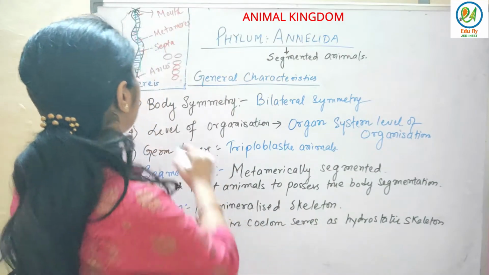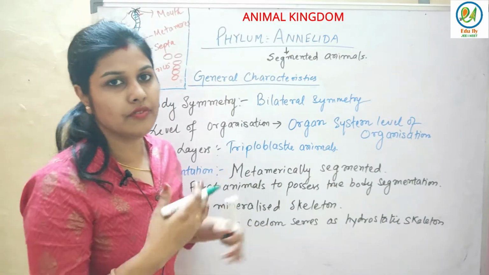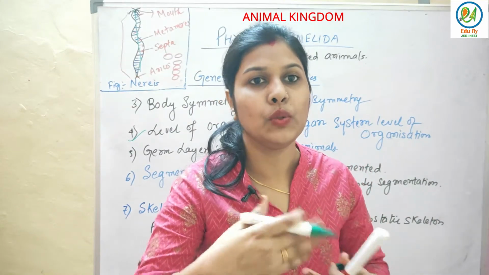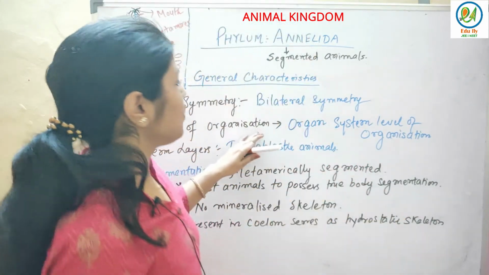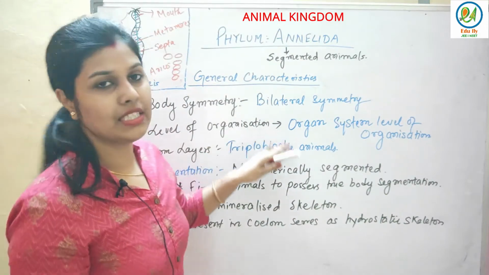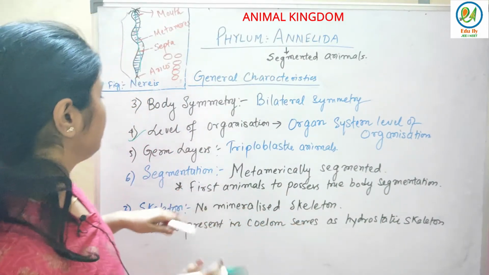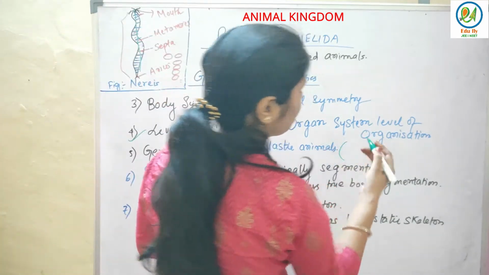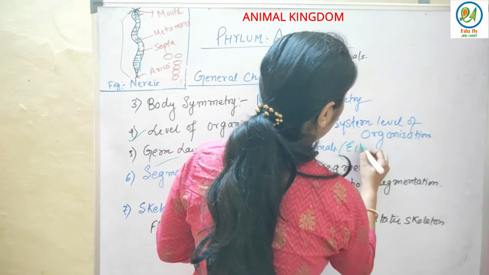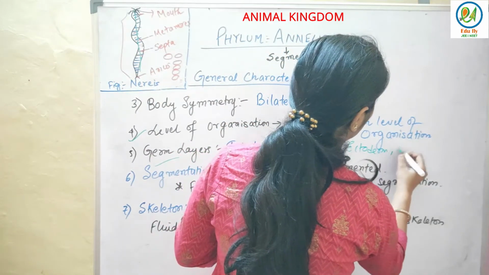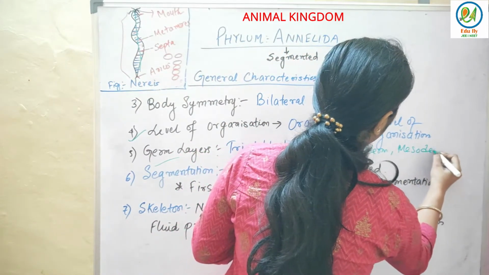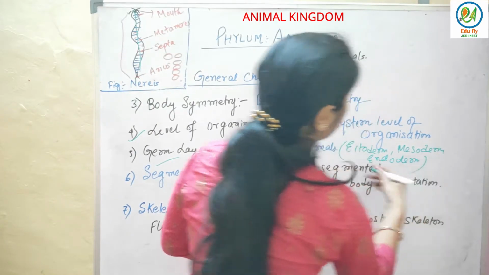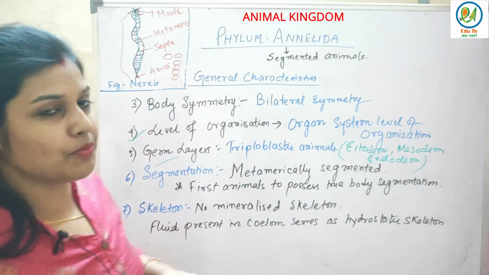Fine. So next we'll talk about level of organization. We are now studying the advancement of organisms, the advanced features. Even from the previous phylum, organ level of organization has started. Germ layers: advanced organisms are triploblastic. So what are the three layers? I have told you: ectoderm, mesoderm and endoderm. These three germ layers are present in triploblastic animals.